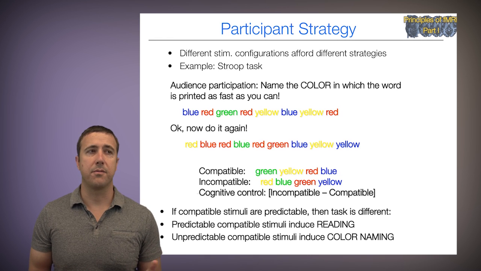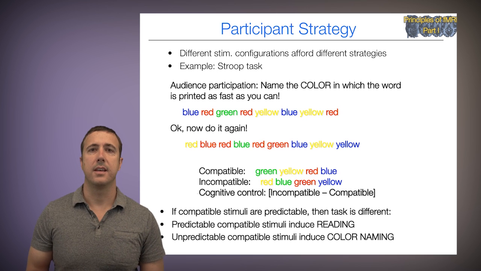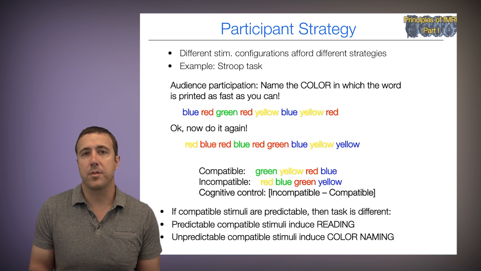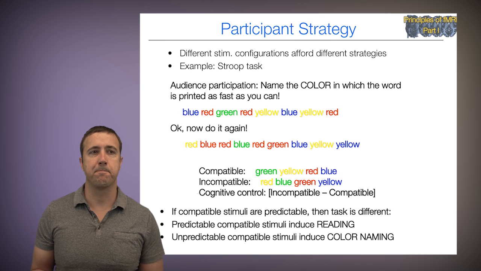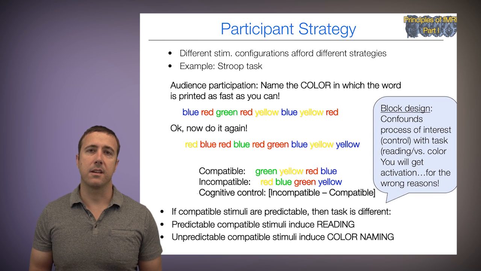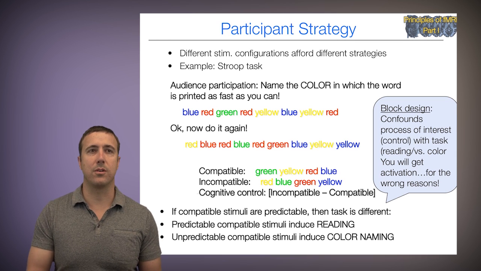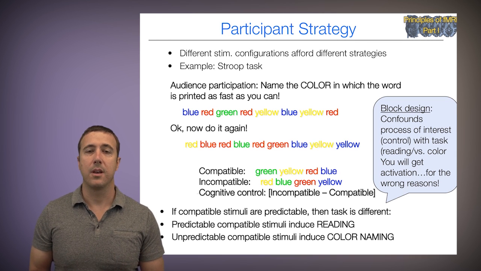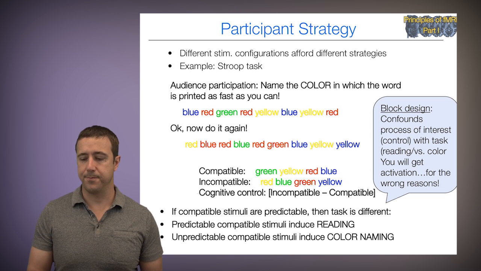But if the stimuli are compatible, then the task that people actually do is different. If it's compatible, you might have caught yourself actually reading the words, and that's a viable strategy. If the stimuli are incompatible, then you have to name the colors. So the block design confounds the process of interest, which is the exertion of cognitive control, with task reading versus color naming, the actual task people are doing. So again, you'll get lots of activation, but for the wrong reasons.